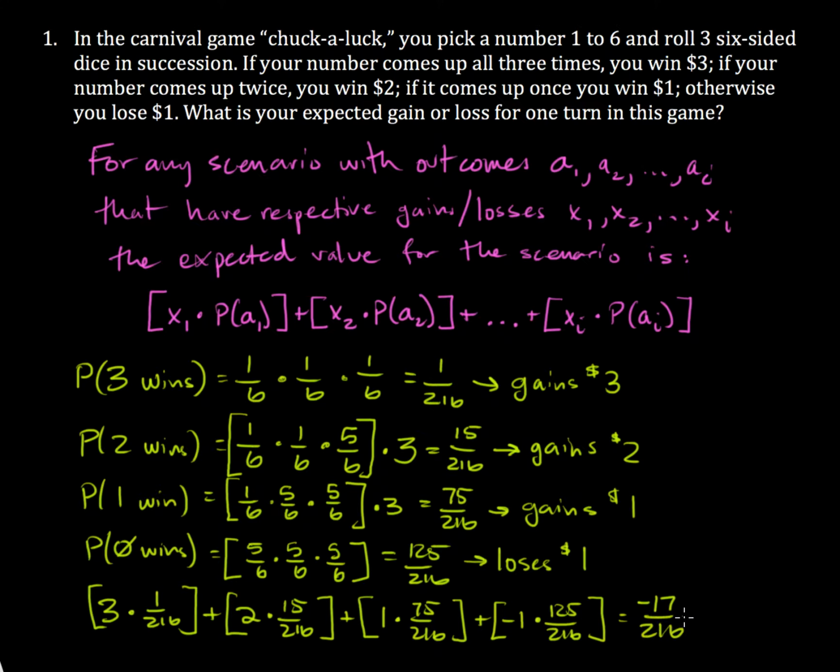And now I'll convert that into a dollar amount, because of course in this game our gains or losses are in terms of dollars. So if I just take negative 17 divided by 216, what I get is about a loss, or negative 8 cents. I'm going to lose about 8 cents on every turn of this game.